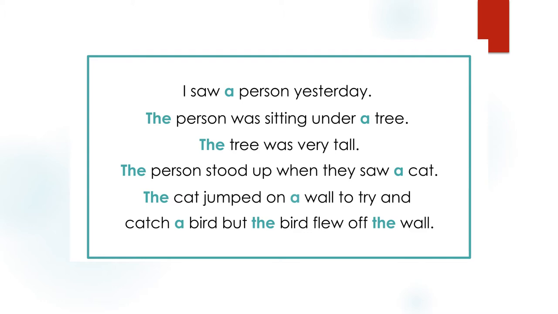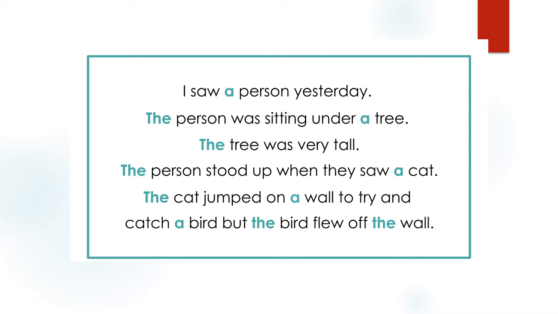Now, there is a mistake in the typewriting that I have written there. The person stood up when he, it can be he, can be she, saw a cat. Clear? In the fourth line, we have introduced a cat, because in the first line we have introduced the person. In the second line, we have introduced a tree, and that is the reason why in the third line we use the. The introduction of the cat was done in the fourth line. So in the fifth line, when we use the word cat again, we are being specific, the cat.